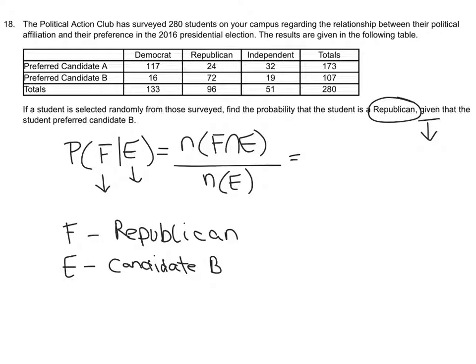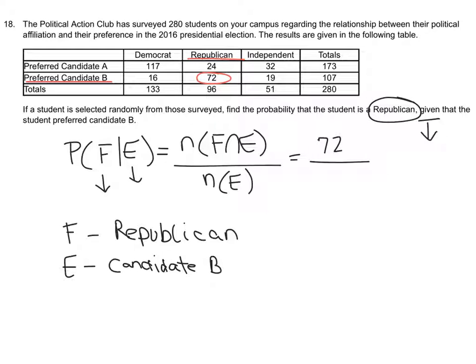First, I want to identify my numerator, and that's the intersection of the two events. That means that I want to find the number of students that are Republican and prefer candidate B. So I'll go to my chart and I'll look at the candidate B row and also the Republican column. And the number that corresponds with Republican and prefers candidate B is the number 72. So 72 is our numerator.